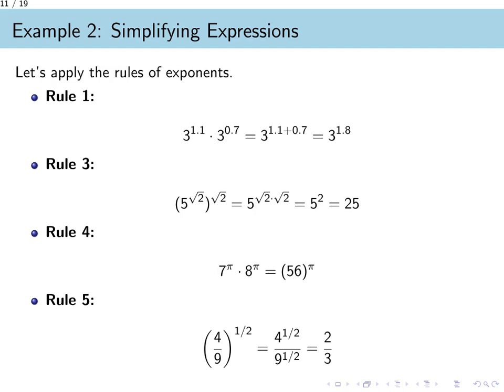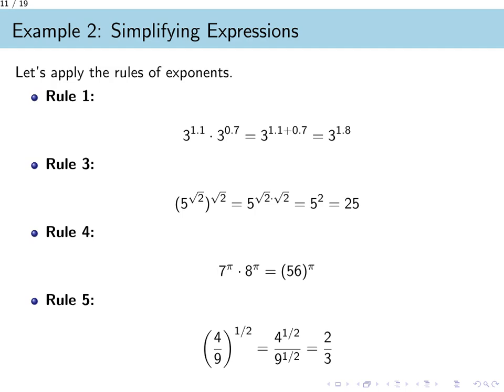Let us see how these rules for exponents work in practice to simplify expressions that might otherwise look difficult. For instance, if we multiply 3 to the power of 1.1 by 3 to the power of 0.7, the common base means we can just add the exponents, resulting in 3 to the power of 1.8. Or consider the quantity 5 raised to the square root of 2, which is then all raised to the power of the square root of 2. Here, we multiply the exponents, and since the square root of 2 times itself is 2, the expression simplifies neatly to 5 squared, or 25.